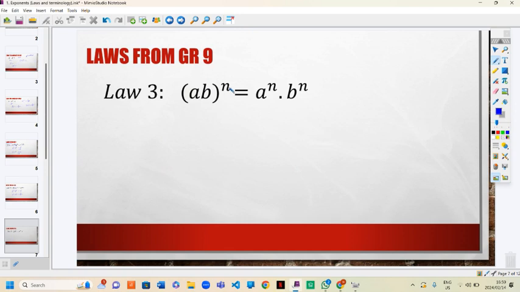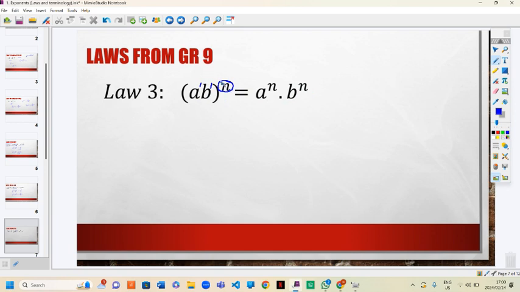Over here, we see that we've got an exponent and we've got brackets now. What this law says is that you are going to multiply this exponent with the exponents of everything that's inside. So what's the exponent of a? 1. What's the exponent of b? Also 1. When there's nothing there, it's always 1. And what is 1 times n? n. And what is 1 times n? n. So we've got a to the power of n, b to the power of n.